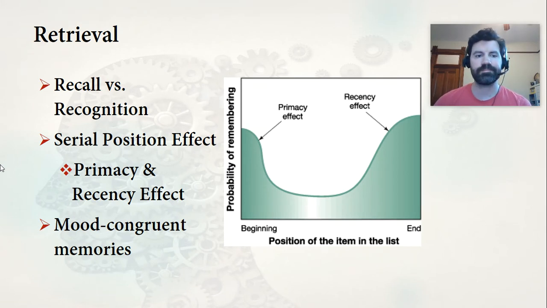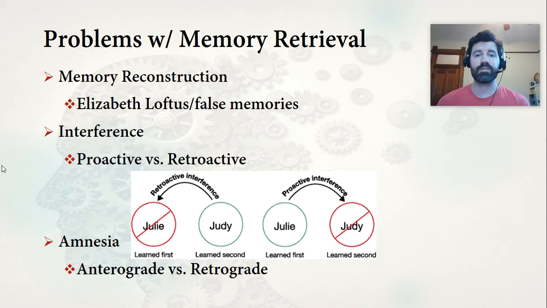And last slide, some problems that happen with memory. The idea of memory reconstruction is that memory is not like a videotape that you can just rewind and play back with perfect accuracy. Every time you retrieve a memory from long-term memory, you manipulate it. It's possible that you forget some things. It's possible you can add some things from a schema. And so memories are like Play-Doh. You're constantly manipulating and reconstructing them.